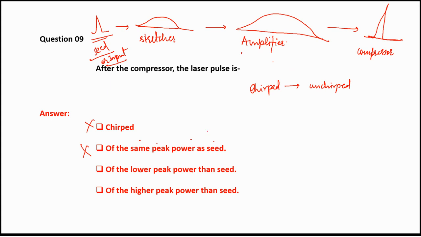The third was of the lower peak power than seed. Is it of lower peak power? No. This is also the wrong answer. And of the higher peak power than seed. So yes, this is the answer to our question: higher peak power than the seed. If we talk about the compressor, it is the same as what we have talked about, just we have to invert the functions.